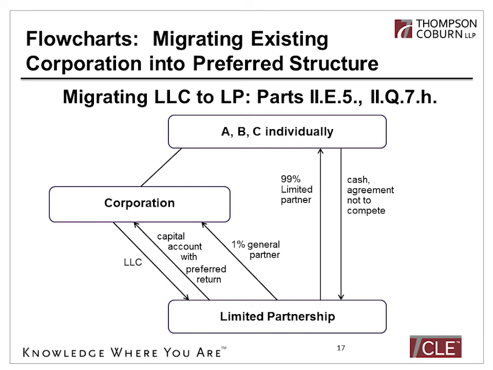Here's what you're doing. You're migrating this into a limited partnership structure. So the corporation on the left-hand side takes this LLC that it owns, and it contributes that to a limited partnership. In exchange, the corporation gets an interest as a 1% general partner and a capital account with a preferred return. So this is a preferred partnership.